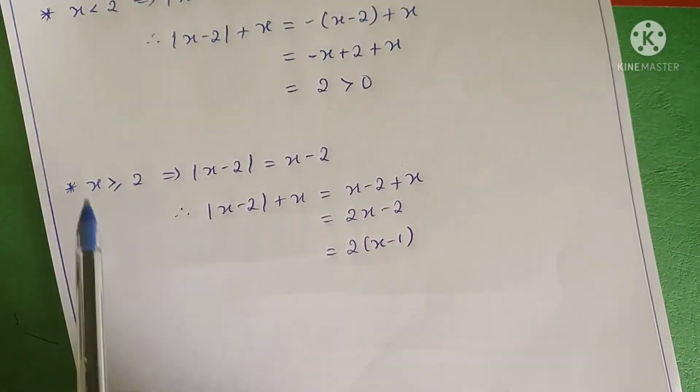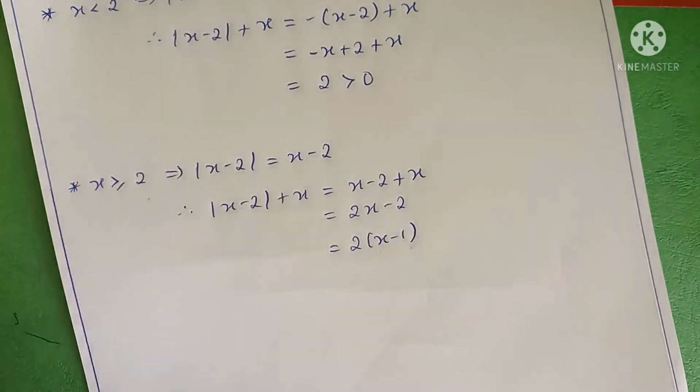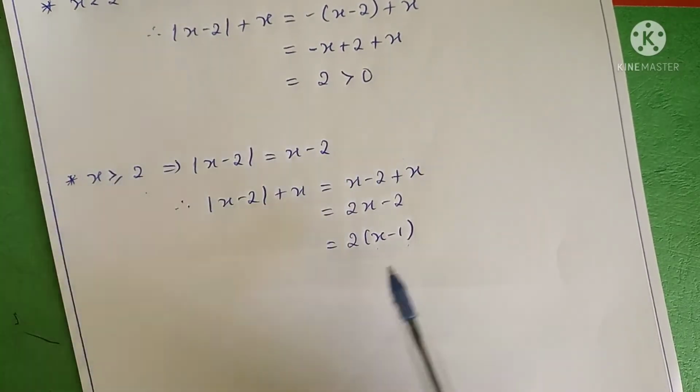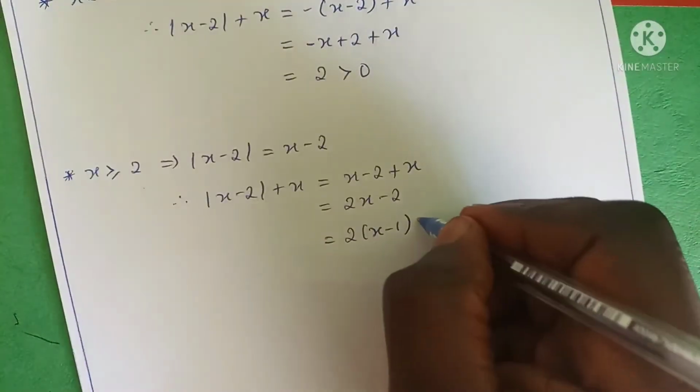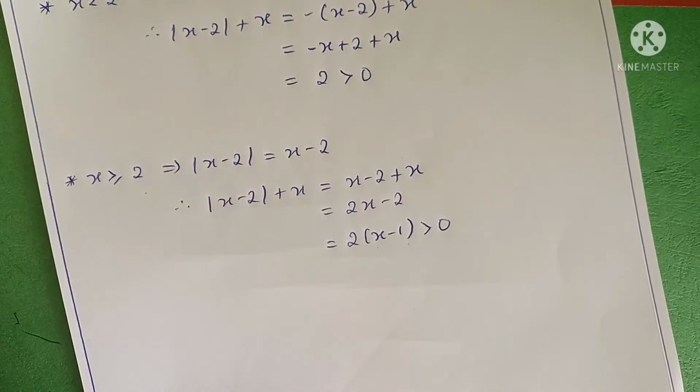Good. So if x is greater than or equal to 2, then x minus 1 will always be positive. Pick any value from 2 upwards and substitute here. This result will always be positive. So this expression is always positive for all values of x that are greater than or equal to 2.